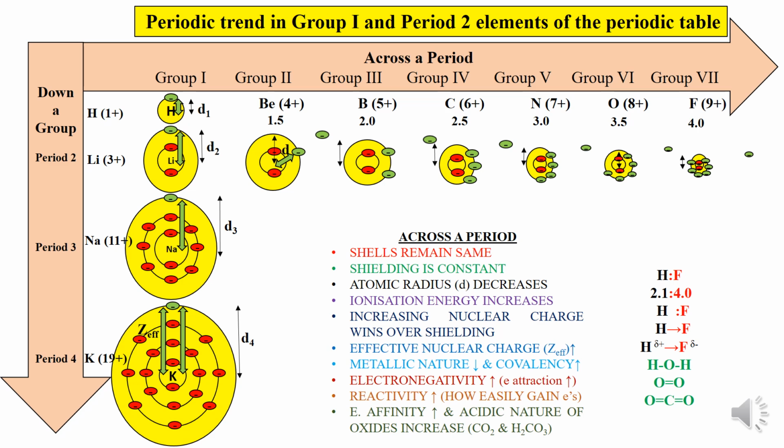And acidic nature of oxides increases. So carbon, which is a non-metal, period 2 element, reacts with oxygen to form carbon dioxide gas, and carbon dioxide gas reacts with water, it dissolves and forms carbonic acid. So acidic nature of oxides also increases going across the period, like in case of carbonic acid, which is obtained on dissolving carbon dioxide in water.